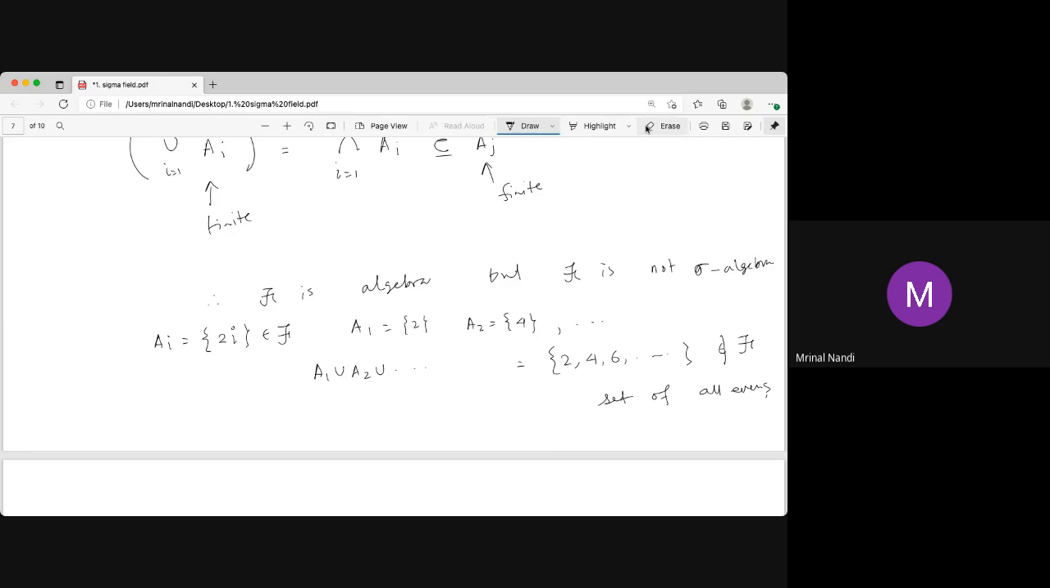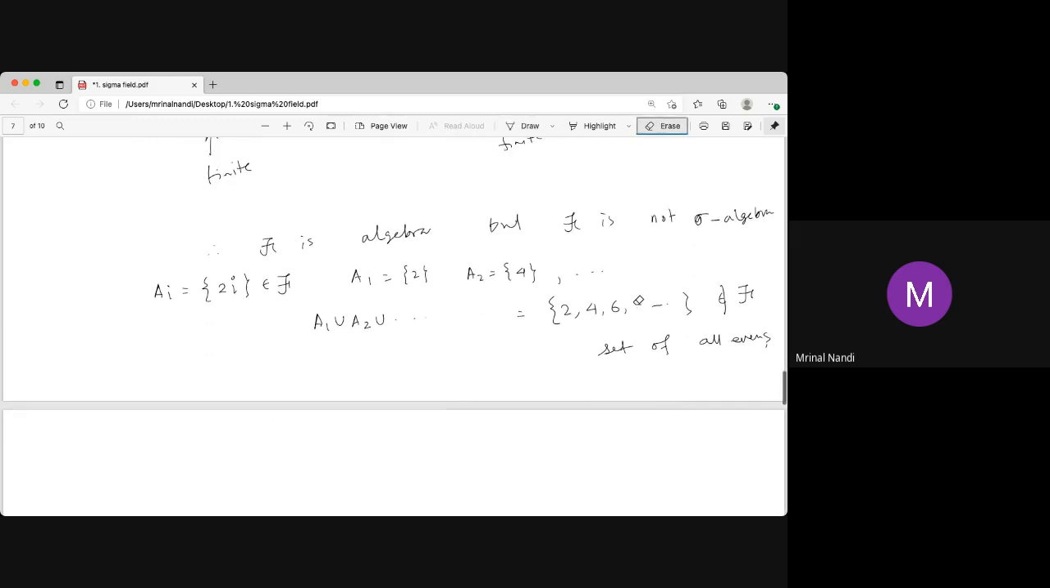Now I give some examples of sigma-algebra. Obviously a sigma-algebra is an algebra. So the trivial result is that sigma-algebra implies algebra, but otherwise it is not true. An algebra may not be a sigma-algebra.